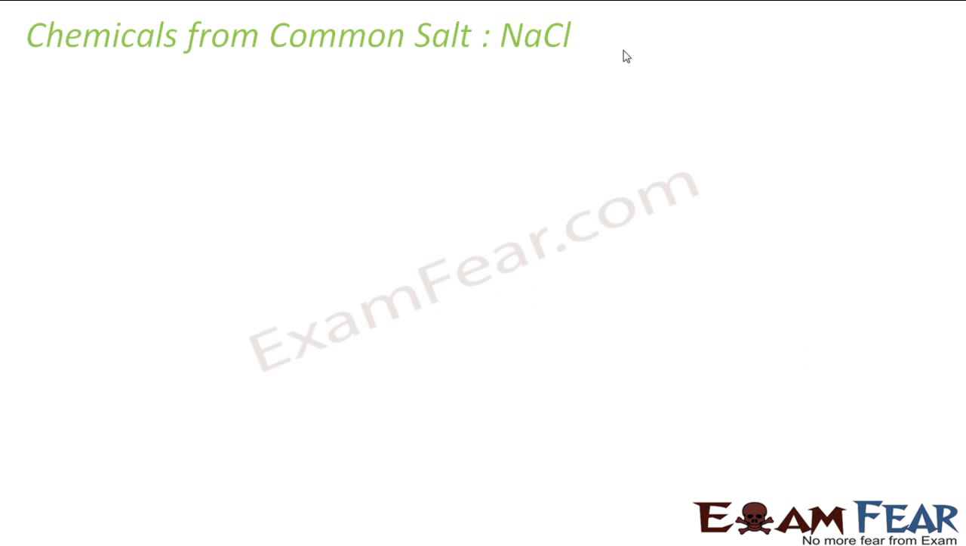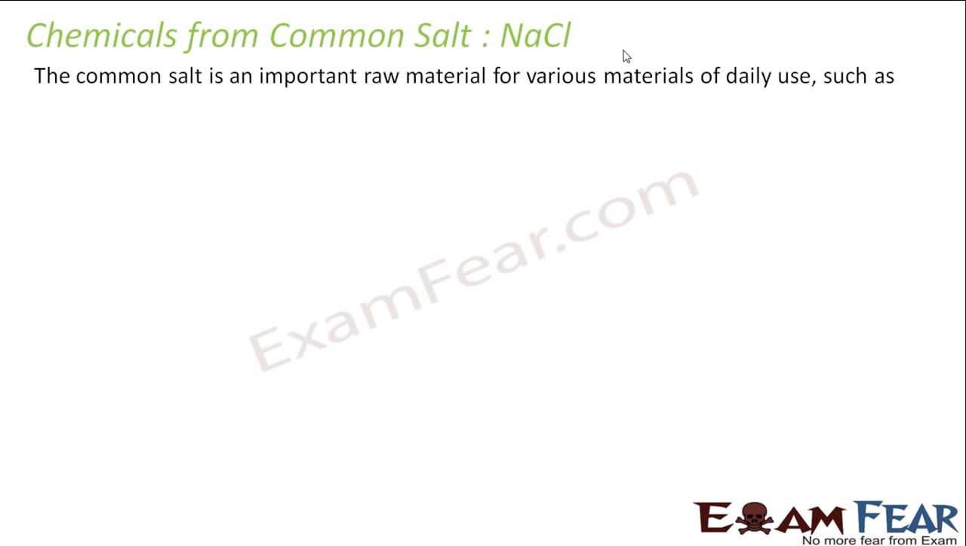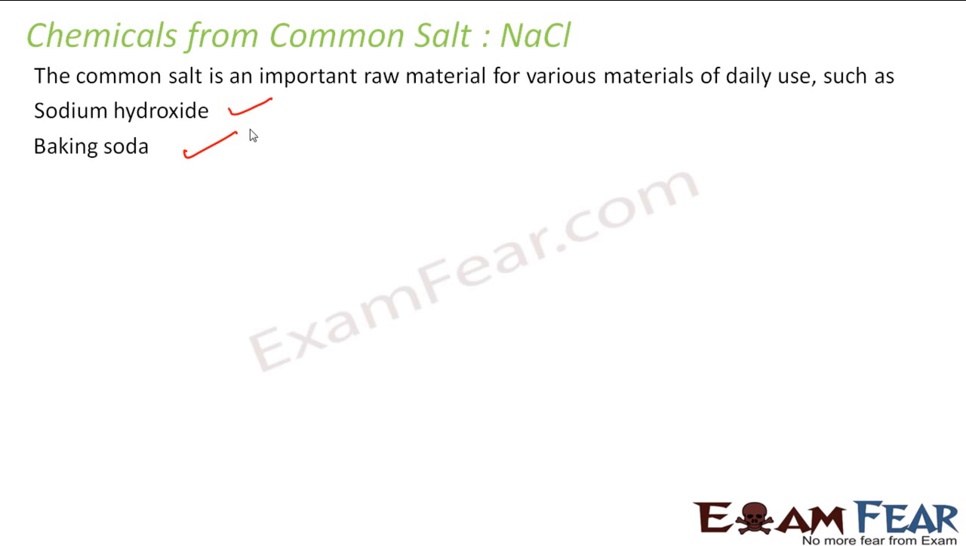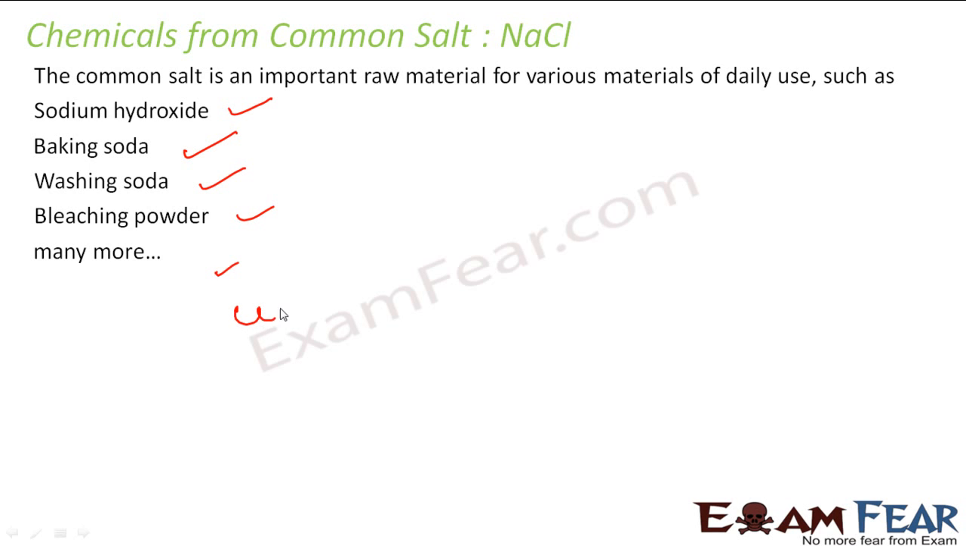Now we know that NaCl is a very useful salt, and we derive a lot of chemicals from NaCl. So let's see this. The common salt is a very important raw material for daily use, such as you get sodium hydroxide from that, you get baking soda from that, you can make washing soda from that, you can make bleaching powder from that, and you can make many more substances like chlorine gas. A lot of things you can make from that, right? You can take out sodium also.